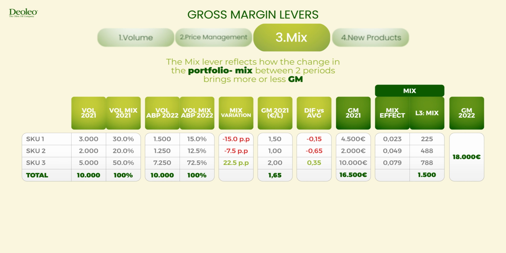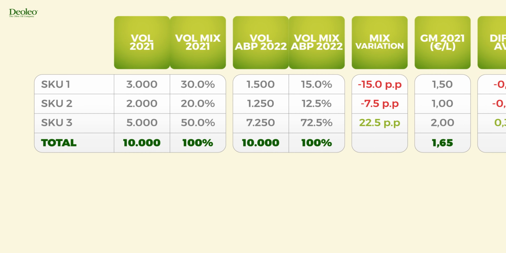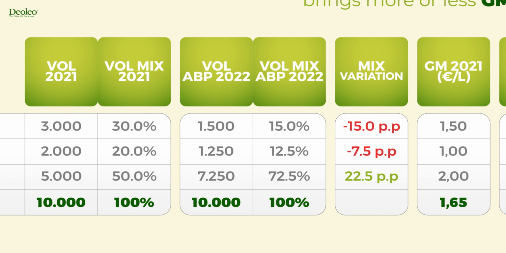As we said before, if you sell more of the most profitable products, the mix lever will positively impact the gross margin. And on the other way around, if you sell more of the less profitable SKUs, it will reduce the gains. For example, imagine a retailer where during 2021 we have sold 3 products for a total volume of 10,000 liters. In 2022, we are going to sell the exact same amount of total liters, but we are going to change the volume mix of each individual product inside the portfolio.